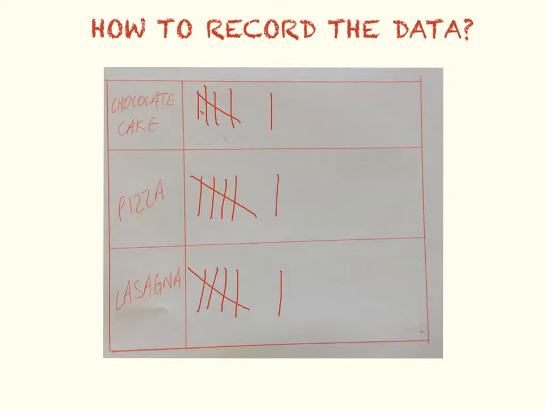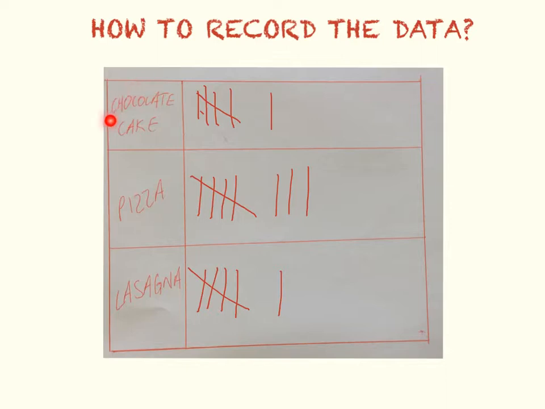Now we've got 2 more people to ask. Bethany went up to the office and she asked Miss Morgan. Now Miss Morgan loved pizza. And Mr. Grogan was also a pizza fan as well. So we have just collected our data using the list.